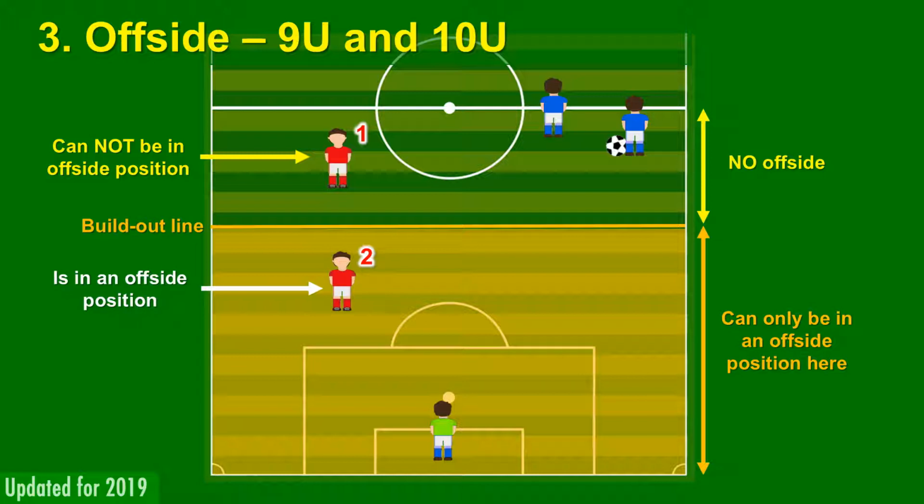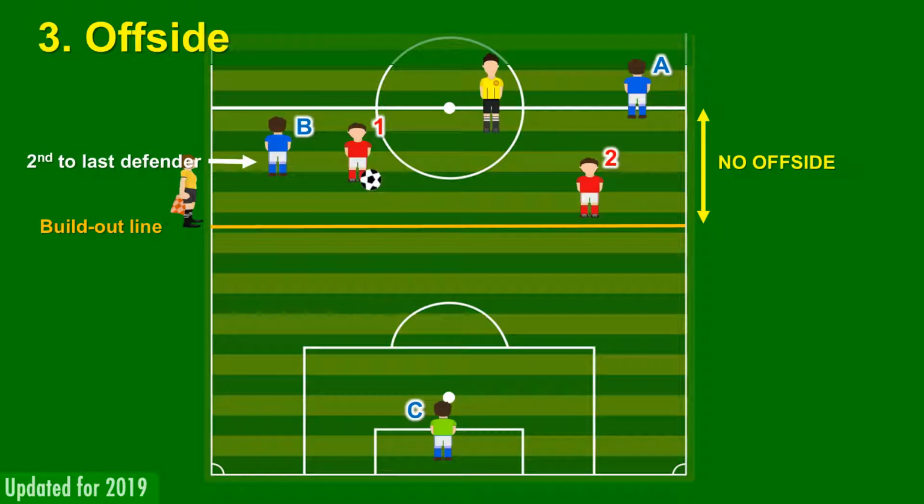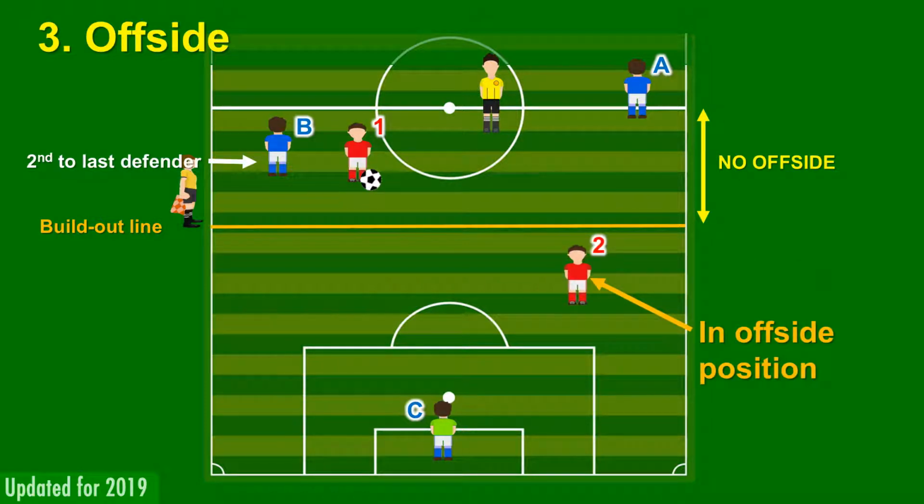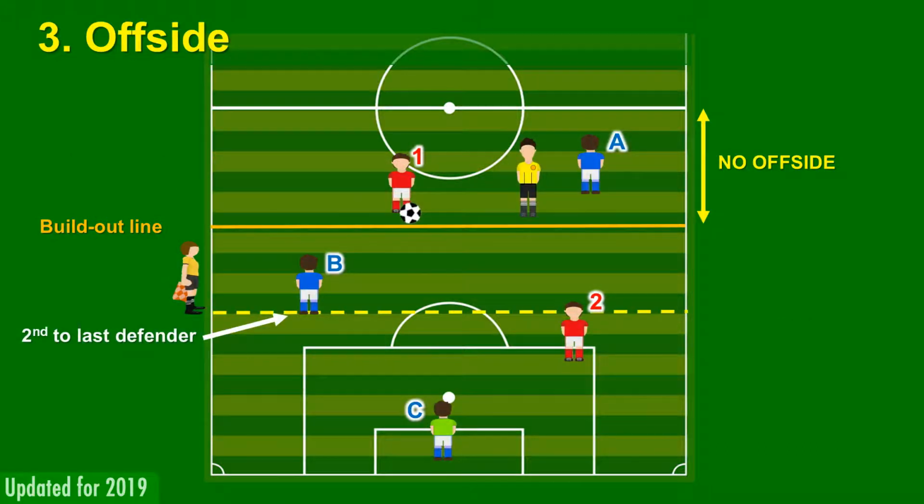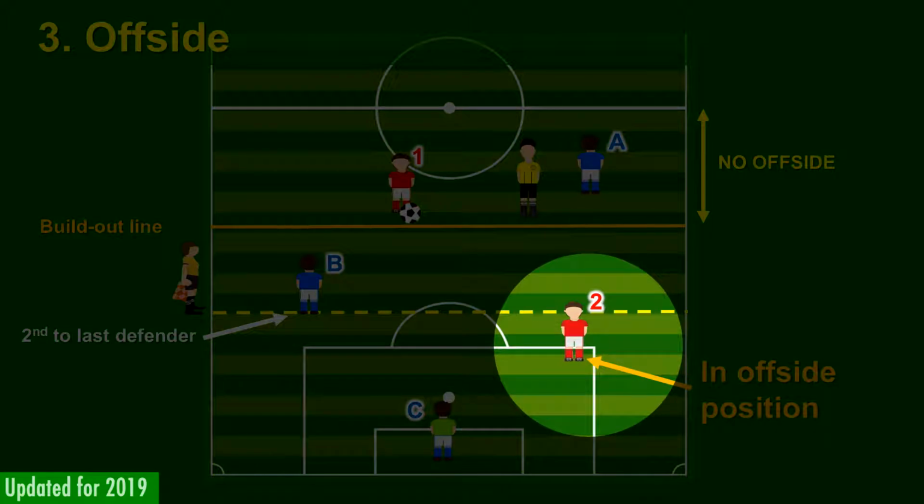Remember, it is not an offence for a player to be in an offside position. Here we see player number 2 between the halfway line and the build-out line, so he cannot be in an offside position. Now he is between the build-out line and the goal line, and he is closer to the goal line than both the second to last defender and the ball, so he is clearly in an offside position. Once again, here we see player number 2 is in an offside position.